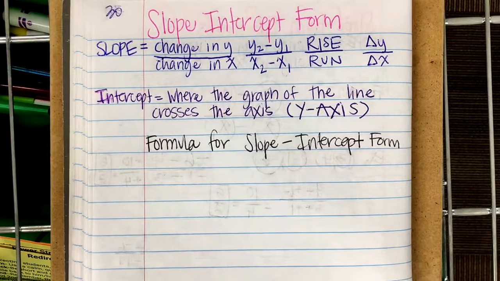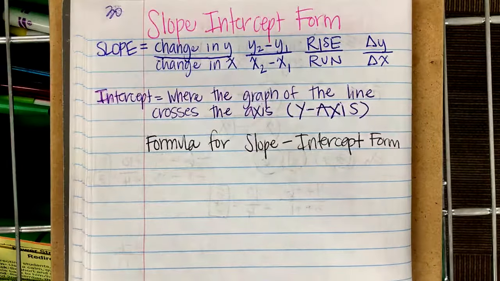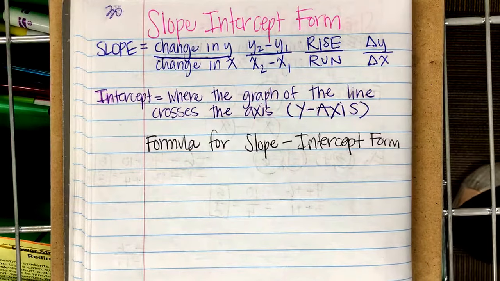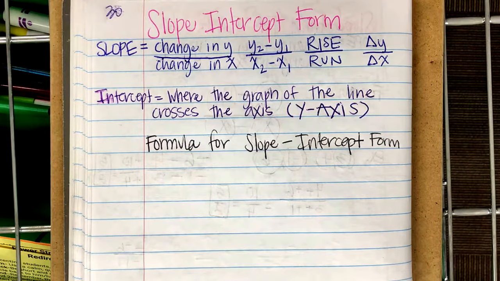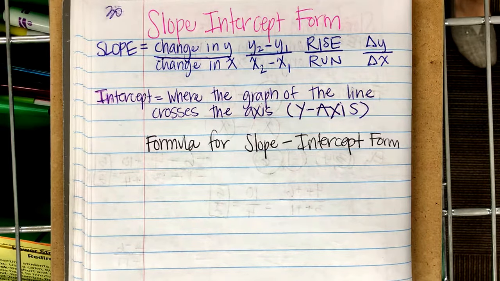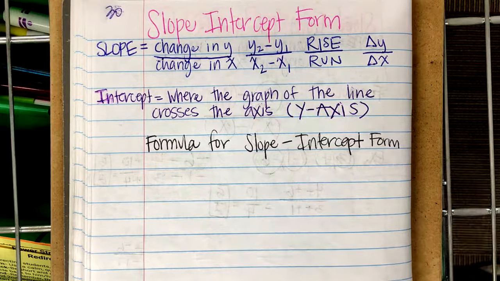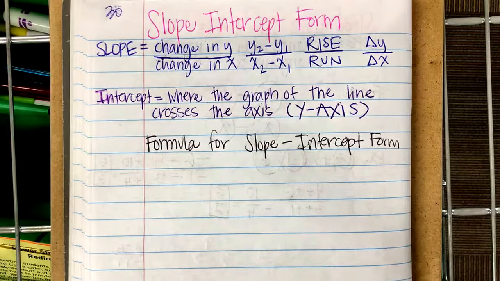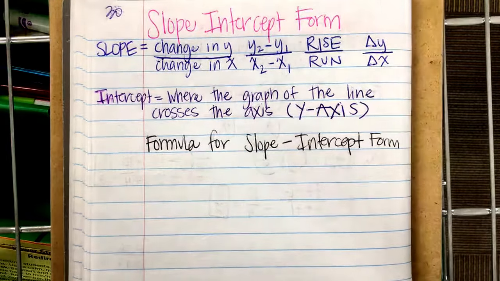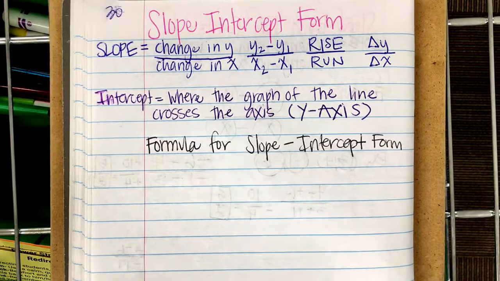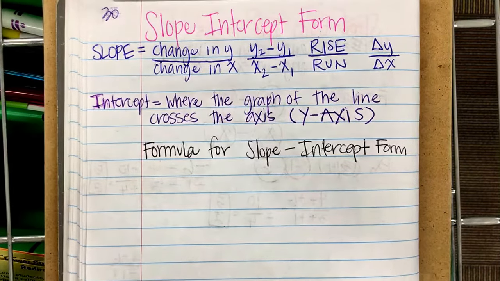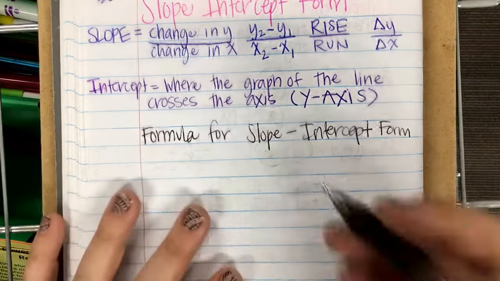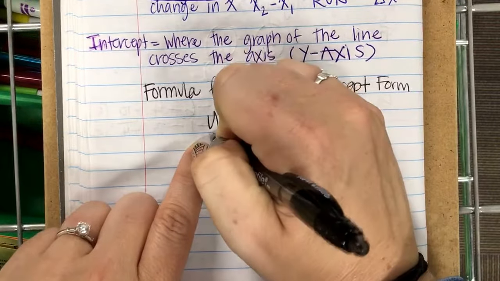Formula for slope-intercept form. There is a formula. Again, mathematicians, not creative people. Slope-intercept form, the name has the information in it. We need a slope and we need the intercept. If it's slope-intercept form, we're looking for slope and we're looking for the intercept. Slope-intercept form, here it is. You may have seen it sometime before.